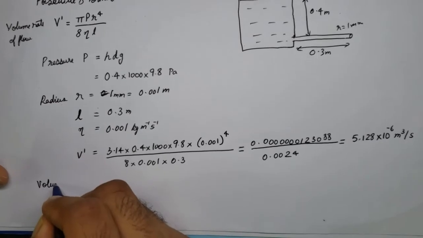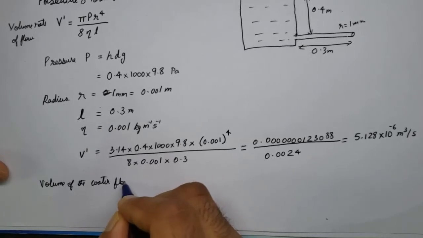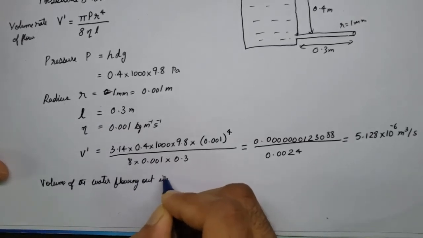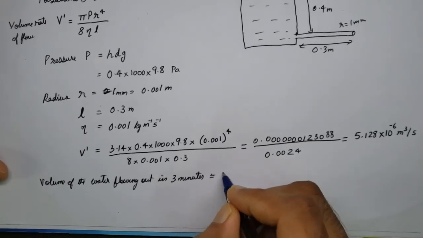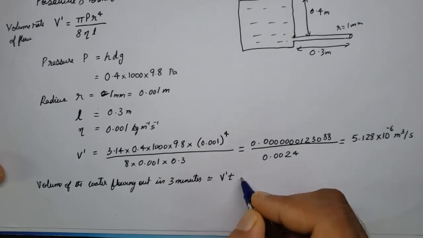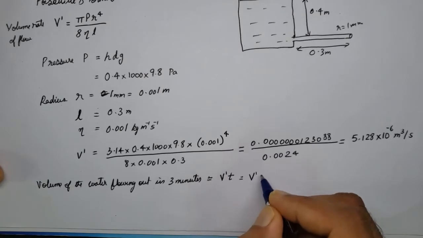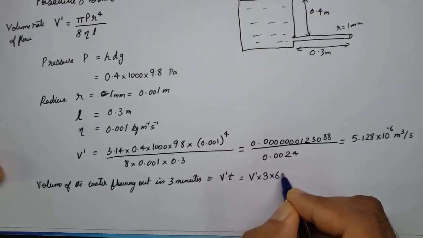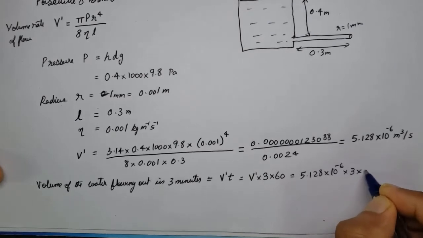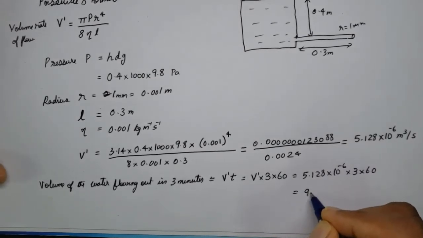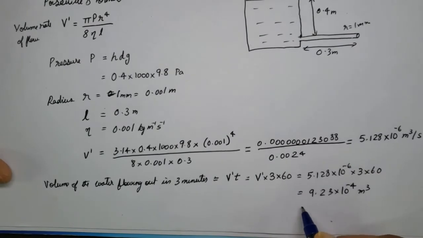So the volume of the water flowing out in 3 minutes, that is V dash into time. Here the time is 3 minutes, and we have to convert the 3 minutes into seconds. So that is going to be V dash into 3 minutes into 60 seconds. That should give you 5.128 into 10 power minus 6 into 3 into 60, which is roughly equal to 9.23 into 10 power minus 4 meter cube. This is your solution.